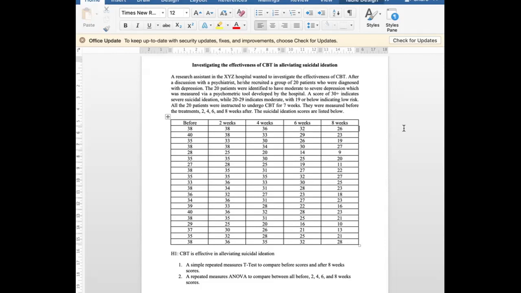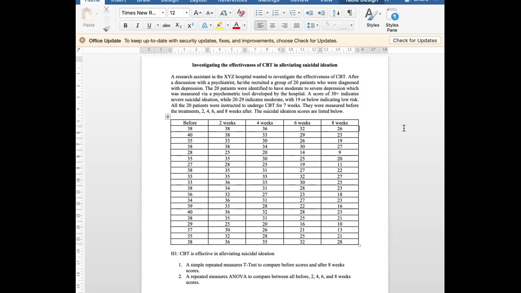The 20 patients were identified to have moderate to severe depression, which was measured with a psychometric tool developed by the hospital. So there's a tool, and they have used this tool to assess whether these individuals are suicidal or not, whether they pose any risk or not. So a score of 30 plus indicates severe suicidal ideation, while 20 to 29 indicates moderate, with 19 or below indicating low risk. Obviously, individuals with depression tend to have some risk of suicide or suicidal ideation. They usually do come with such symptoms. So this data helps us to see whether CBT, cognitive behavioral therapy, is good at alleviating suicidal ideation or any symptoms or any signs related to potential risk of suicide.